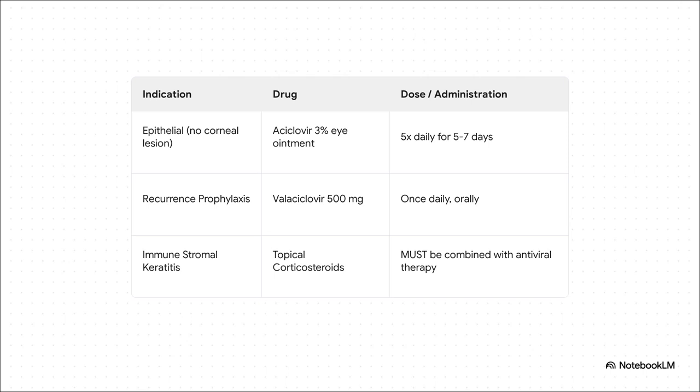Now, treating HSV is a bit more nuanced. It really depends on the presentation. If it's a simple epithelial disease, you'll manage it with topical acyclovir. To prevent it from coming back, you'd use oral valacyclovir. And this is key. In cases of immune stromal keratitis, you have to use corticosteroids, but they must be paired with antiviral therapy to control the inflammation without letting the virus run wild.